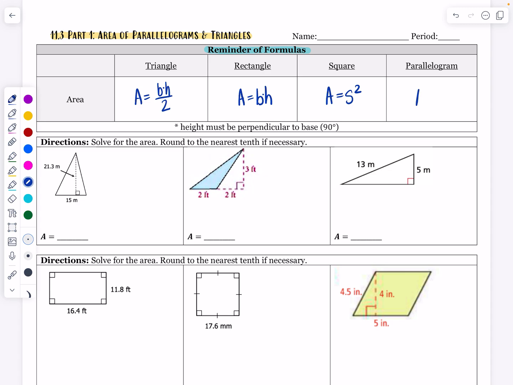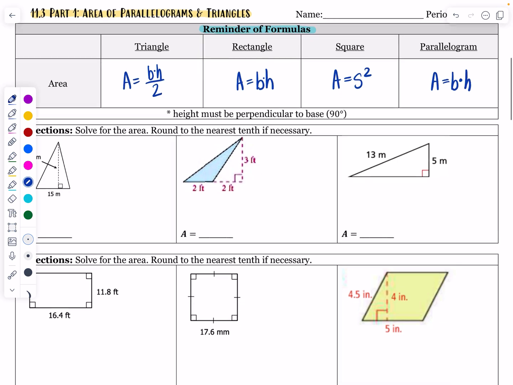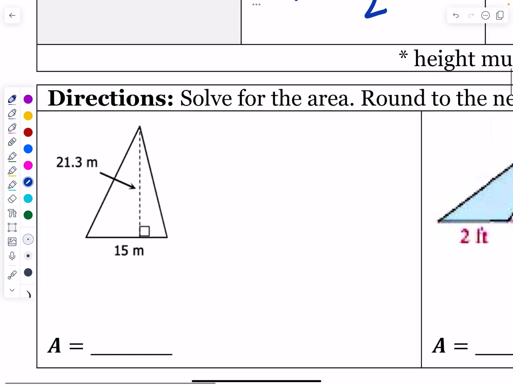And the area of a parallelogram is going to be base times height as well. So our 4-sided shapes we're going to be looking at today are going to be base times height. Our 3-sided shapes are going to be base times height divided by 2. So the directions say solve for the area, round to the nearest tenth if necessary. So let's look at our very first shape.